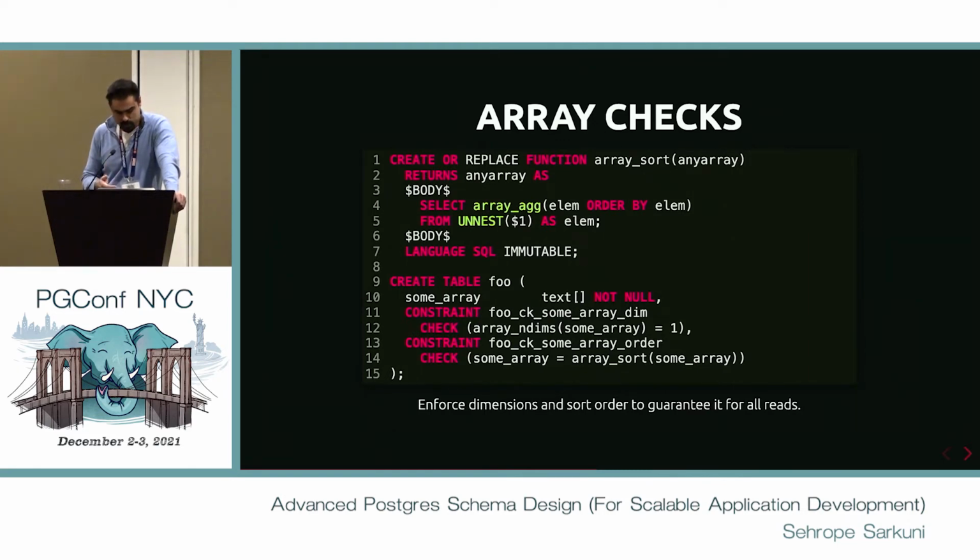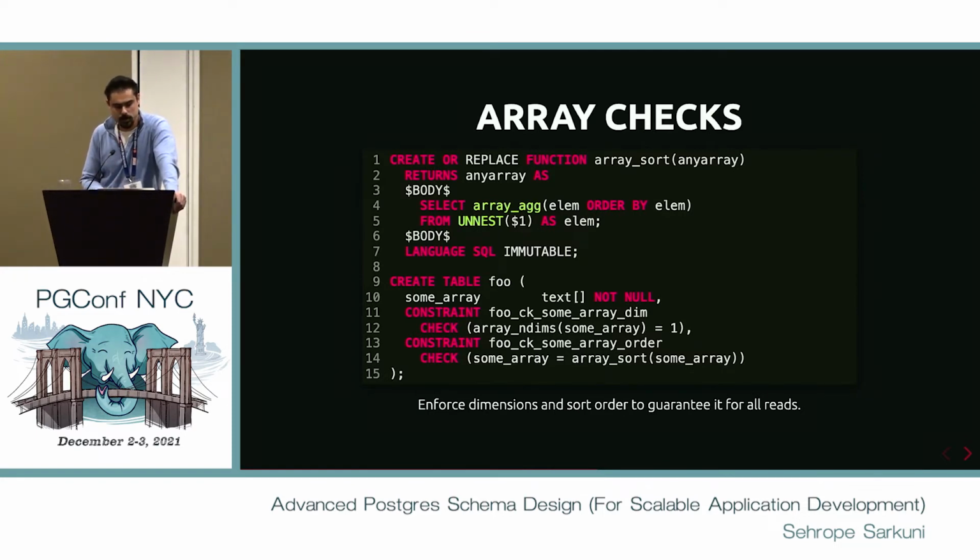dimensions. So here's an example of adding some more checks on top of arrays to tighten what's allowed to go in there. The first thing we're doing is defining a generic function called array sort, which takes any array. Postgres lets you define functions without a specific type. You can say anyarray, meaning it has to be an array, but it could be an array of any type, and it'll infer at runtime what to do with the specific data that gets passed in.